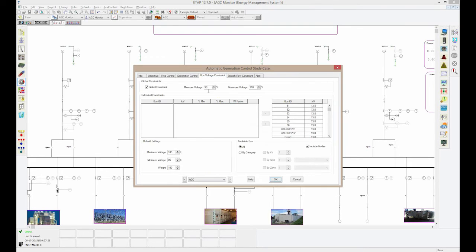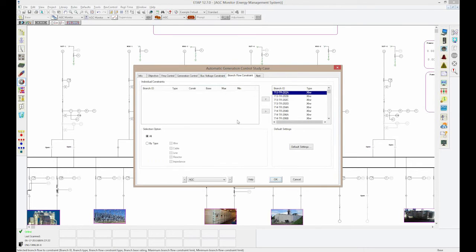And then finally, you can specify the constraints such as voltage and branch flow constraints in the system. So that essentially is a quick summary of the types of variables or the parameters that go behind setting up a generation optimization case.